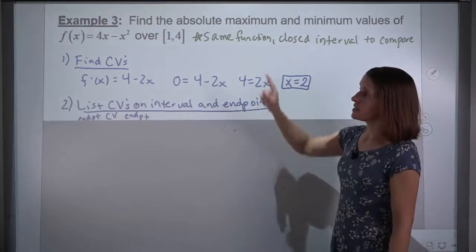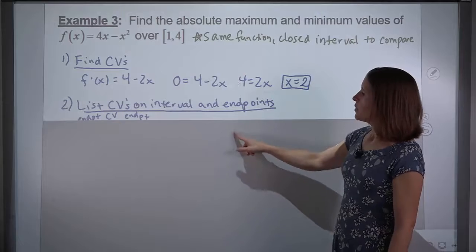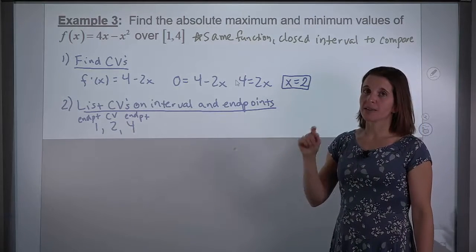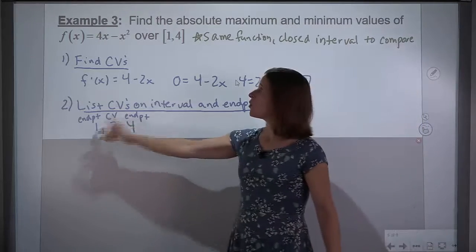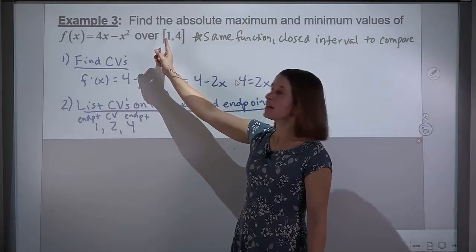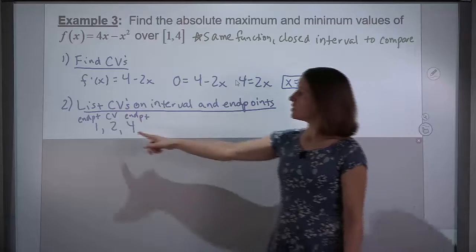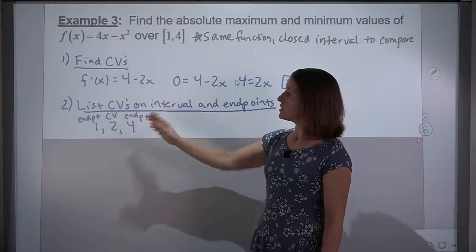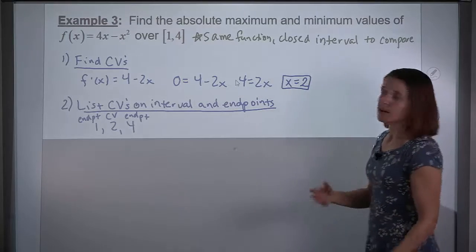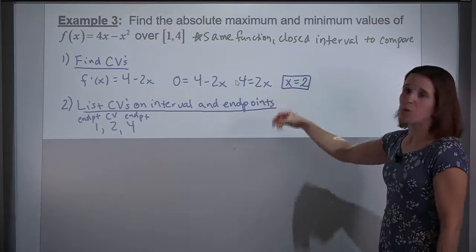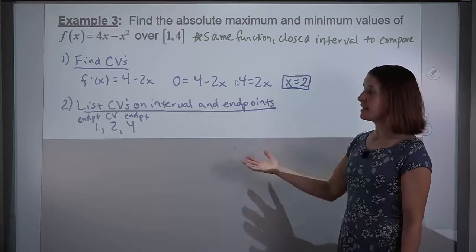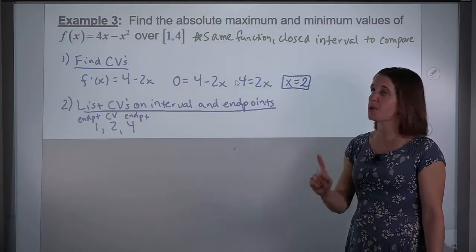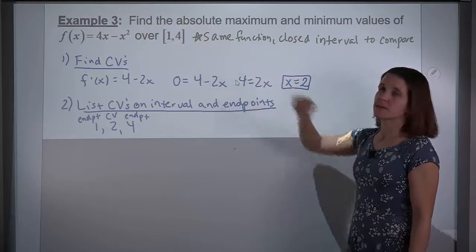Then, because this is a closed interval, I would list all the endpoints and critical values that are on that interval. So I have an endpoint of 1 that came from right here, okay? Then 2, my critical value, is in that interval, and then I close off my interval at 4. So I've listed them 1, 2, and 4, and I like to label so you know where those came from. Then these are the only possible places that I can have a max or min, and I will have both absolute max and min because it's a closed interval.